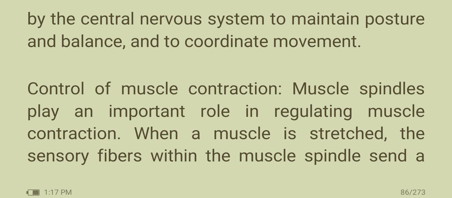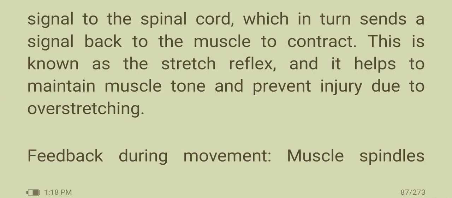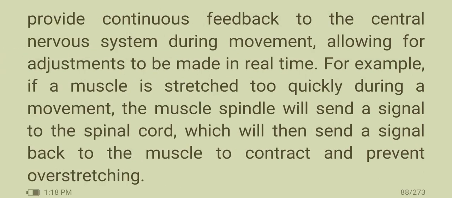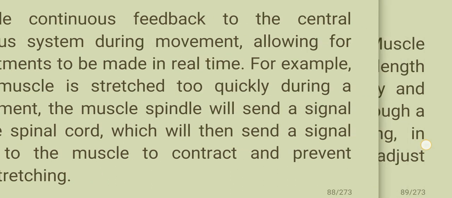When the muscle is stretched, the sensory fibers within the muscle spindle send a signal to the spinal cord, which in turn sends a signal back to the muscle to contract. This is known as the stretch reflex and is very helpful to maintain muscle tone and prevent injury due to overstretching. Then feedback during movement. Muscle spindles provide continuous feedback to the central nervous system during movement, allowing for adjustments to be made in real time. For example, if a muscle is stretched too quickly during a movement, the muscle spindle will send a signal to the spinal cord, which will then send a signal back to the muscle to contract and prevent overstretching.